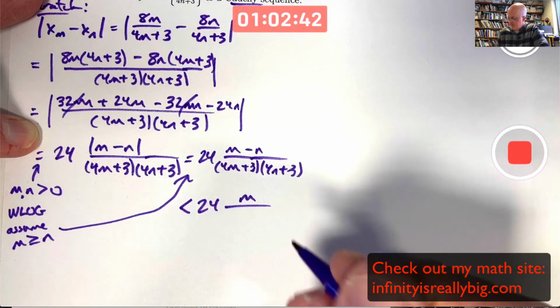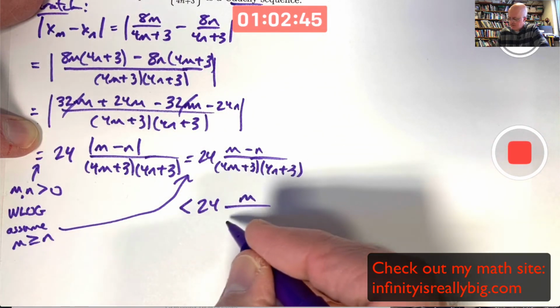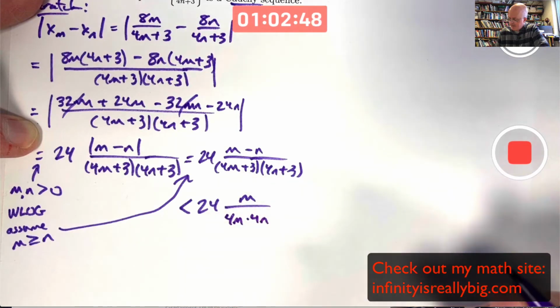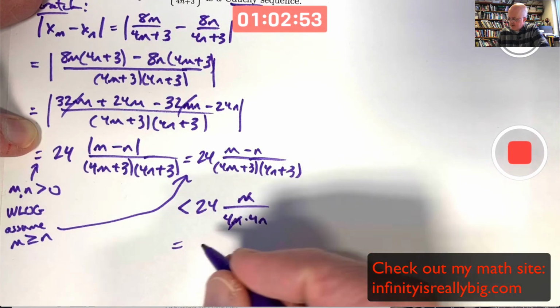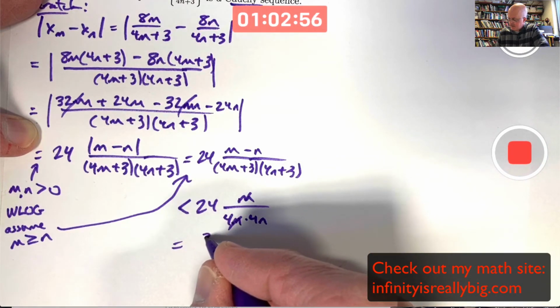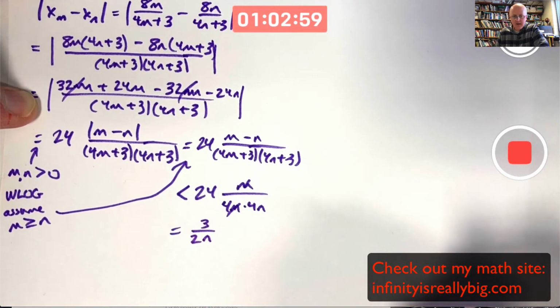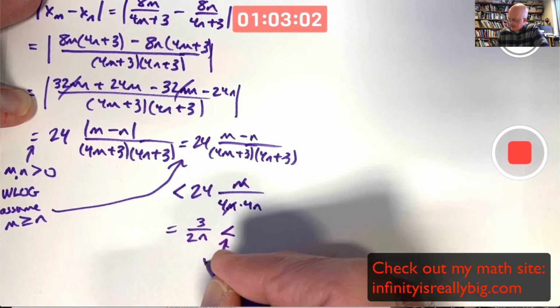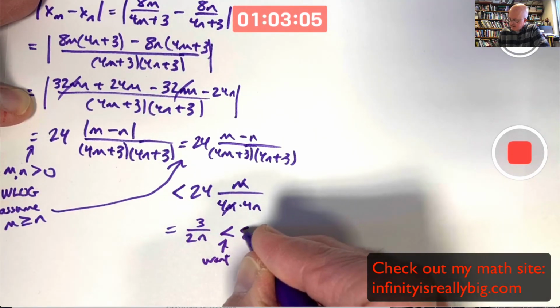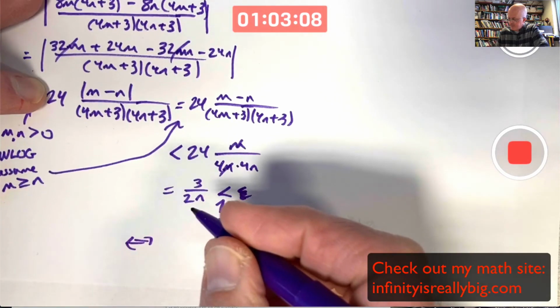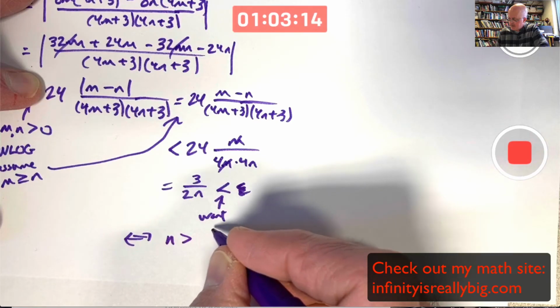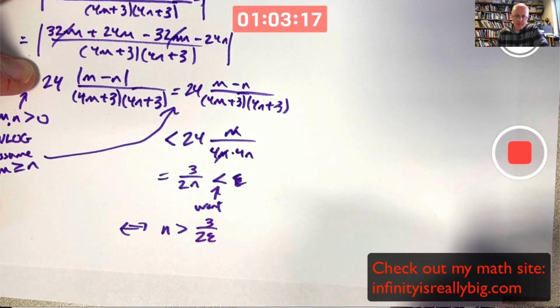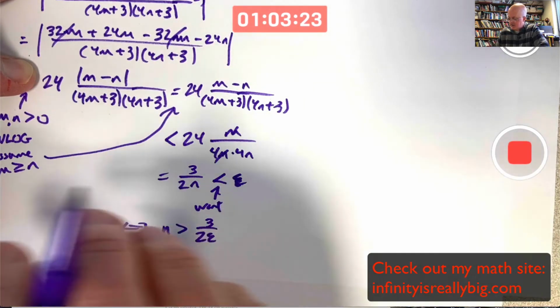And also, I could make the fraction bigger by getting rid of the plus 3's in both of those. 4m times 4n. The m's cancel. The 24 divided by 4 times 4 is 16. 24 divided by 16 is 3 halves. I can write this as 3 over 2n, it looks like. I want that to be less than epsilon. That'll be equivalent to choosing, if you solve the inequality for n, n to be greater than 3 over 2 epsilon. I divided both sides by epsilon, multiplied both sides by n, and switched the order of where things were.